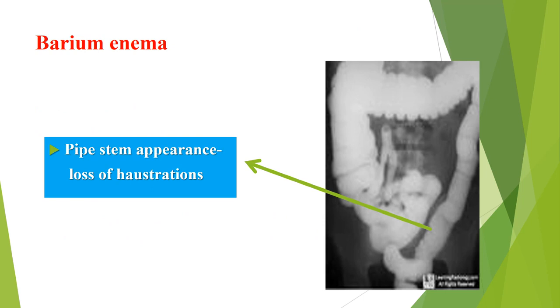Barium enema, there is a specific sign in the radiological findings. There is what we call a pipe stem appearance, and there will be loss of the haustration, and there will be an ulceration of the mucosa. And actually in this picture, we say that this patient has a pipe stem appearance.